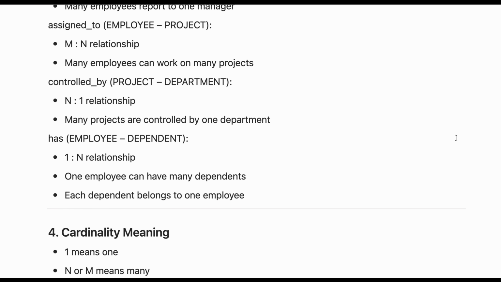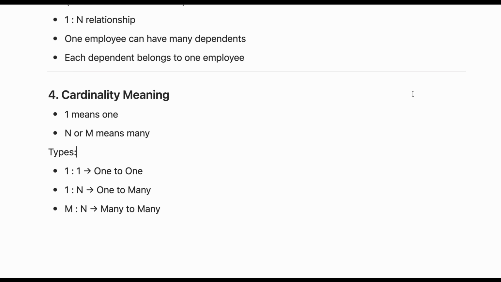Finally, we have the relationship between employee and dependent, where one employee can have many dependents, but each dependent belongs to one employee. This is our overall relationship between employee, dependent and each other. Now move to the next topic, which is cardinality. Cardinality defines the number of entities involved in a relationship.